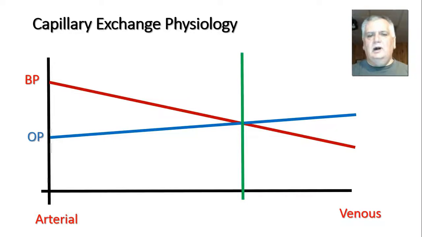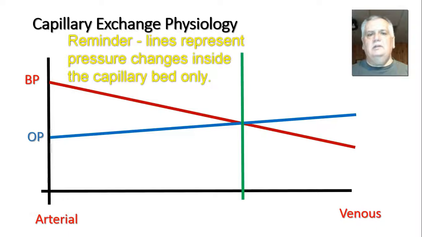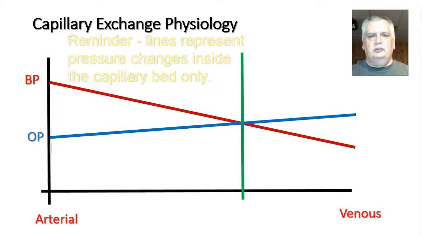So if we draw a line here, we can see there's a point where they intersect. And after they intersect, the blood pressure now has dropped so low that there's not enough force to push the water out of the blood vessel, while the osmotic pressure now is flipped and is higher, and that osmotic pressure causes the water to flow back into the capillary bed on the venous side. Remember, water always moves into the hypertonic solution.